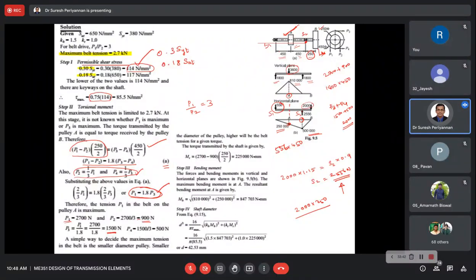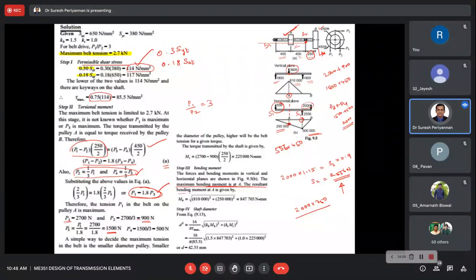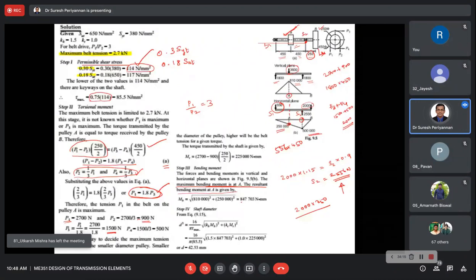Now we know the bending moment, but where is the maximum resultant bending moment? Here the horizontal load is given and the vertical load is given, so we have to go for the resultant bending moment. This point we know, point A. Now where is the maximum bending moment? See here, the resultant bending moment at A is the maximum bending moment. At point A is the maximum resultant bending moment.